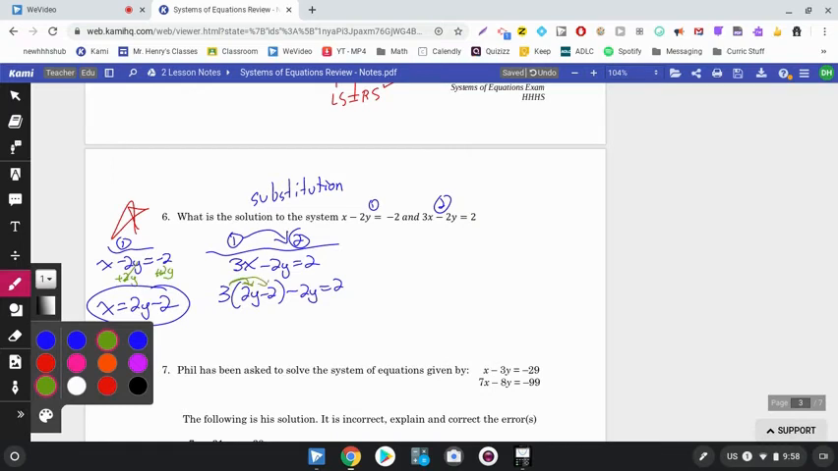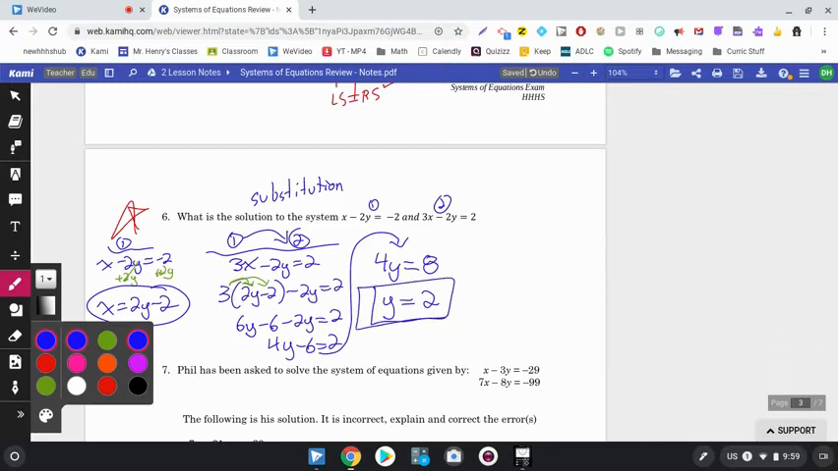There's only y's left. 6y minus 6 minus 2y equals 2, or 4y minus 6 equals 2. Move my work up here to solve. 4y equals 8. I would add 6 to both sides and divide by 4. 8 divided by 4 is 2. Okay? Put a box around that. You have your answer. Y is equal to 2.